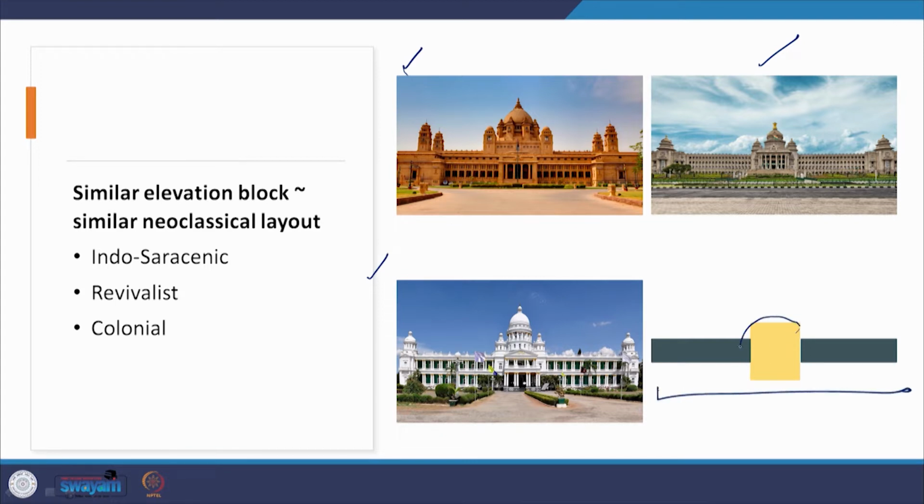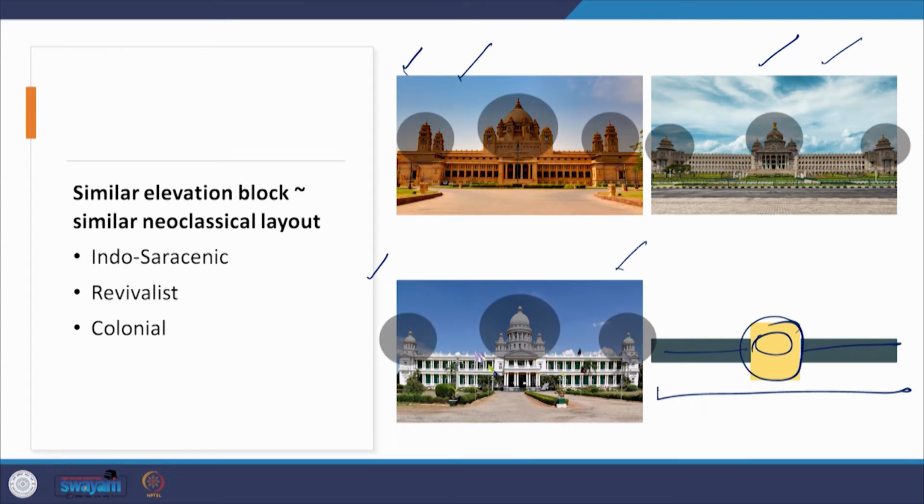This is the central block which has the entrance porch, and there is a dome here, and then you have these two wings spread on either side. So we find that in the Umaid Bhavan Palace, we find that in the Vidhan Sauda, and we find that in this colonial building. Then again there is the combination of the domes and the piers or the kind of minarets on the sides, or the chhatris on the sides.